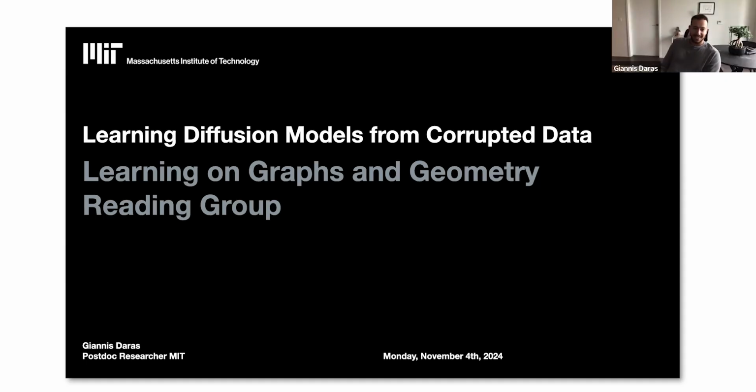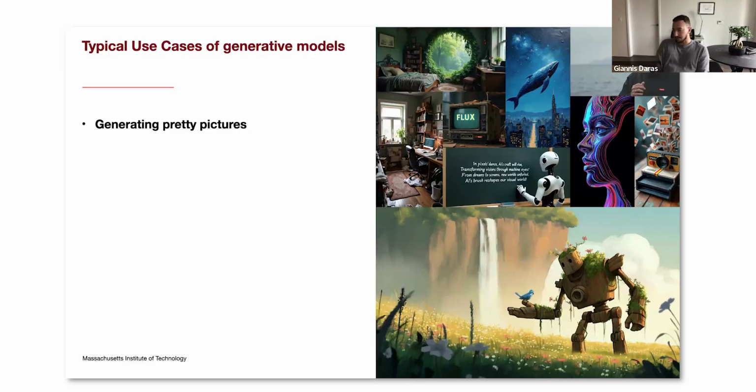Let's get started. So I'll start with the introduction. My name is Yanis Daras. I did my PhD at UT Austin, and I just joined MIT as a postdoc, working with Kostas Kalakis. And today I will talk about one of my favorite research directions, which is how do you learn generative models from corrupted data? And why is that useful? What are some cool things that could be enabled by such a model? So let's get to it.